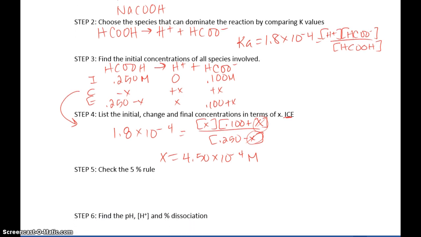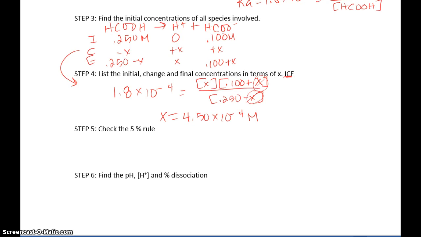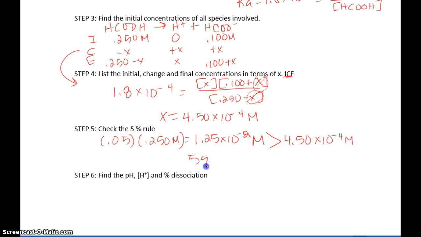Now we'll get back on track with our steps. We're going to check the 5% rule. So 0.05 of our acid, and we get 1.25 times 10 to the minus 2 molar, which is greater than 4.50 times 10 to the minus 4th molar. So our 5% rule checks. And then we're going to go on and solve the rest of our problem.